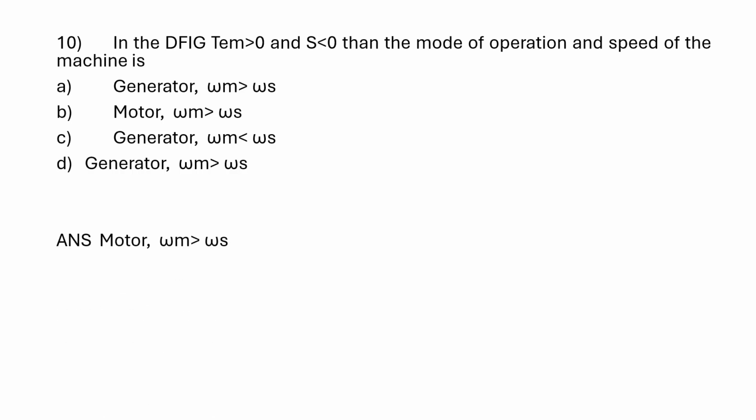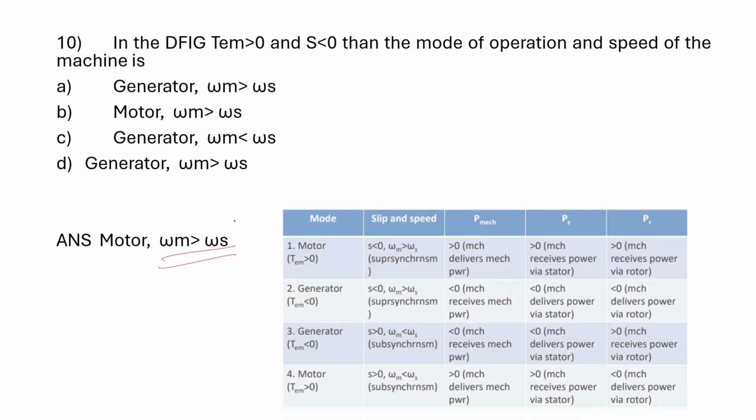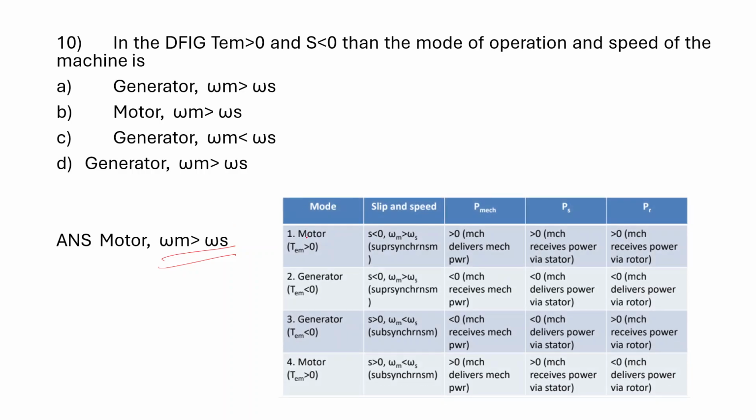So, in this, the answer is the motor. Omega m greater than omega s. This is the mode of operation. So first is a motor when the TEM is greater than 0. It occurs at a slip S less than 0, omega m greater than omega s, super synchronism speed.